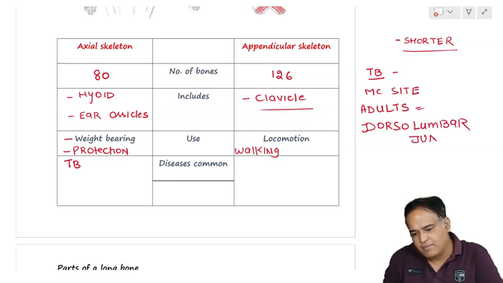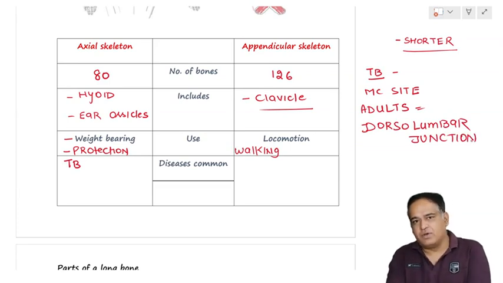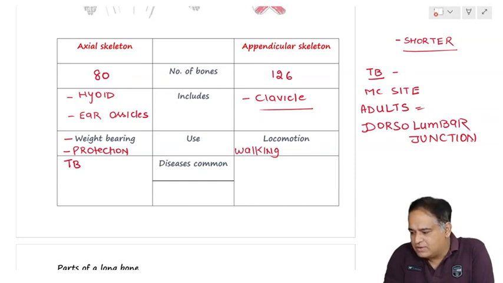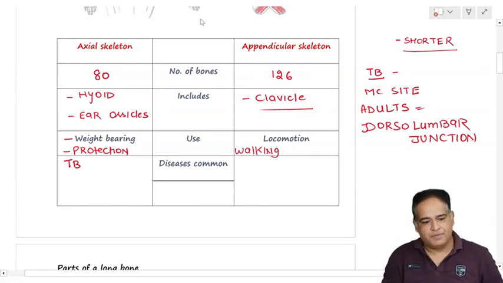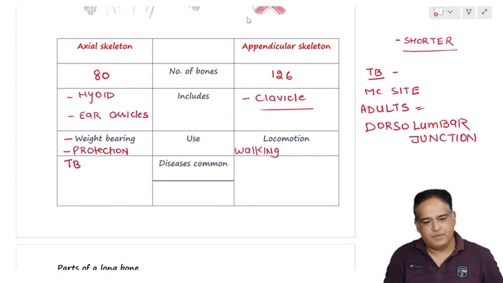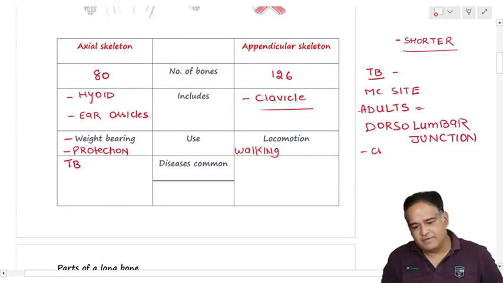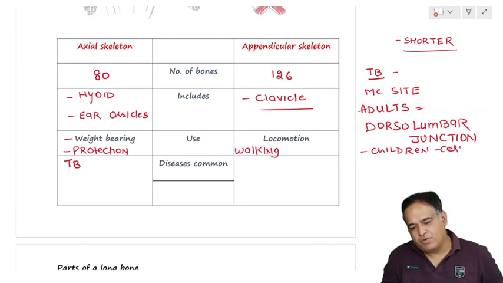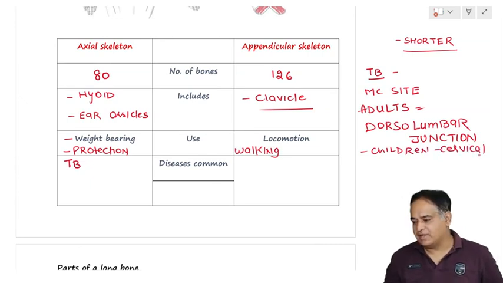dorsal junction, the junction of thoracic spine and lumbar spine. Thoracic spine and the junction of lumbar. Right? Okay. Right. Now, in children, it is slightly more common in the cervical. Slightly more common in the cervical.